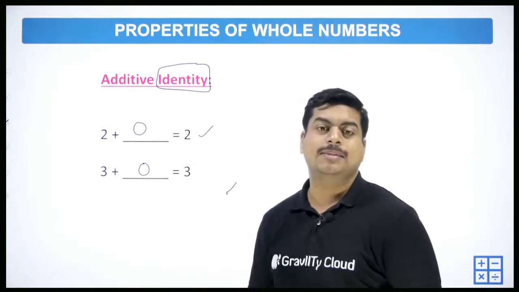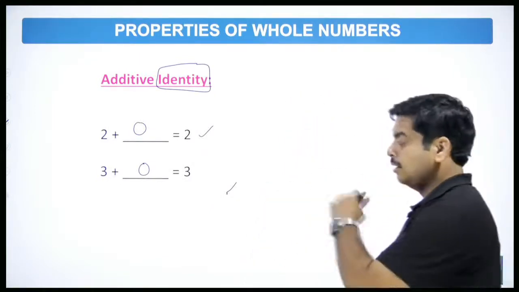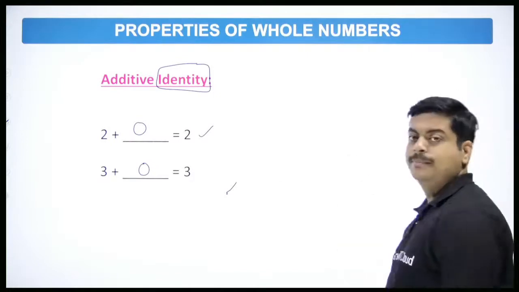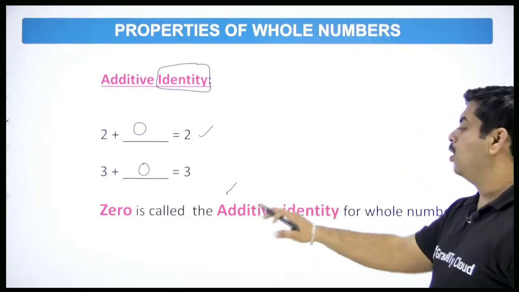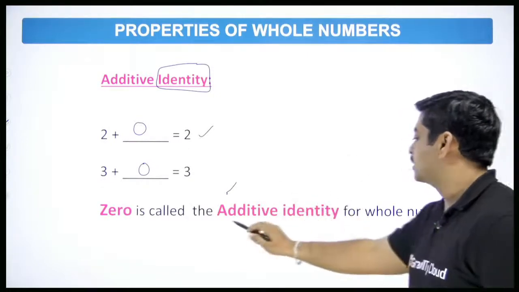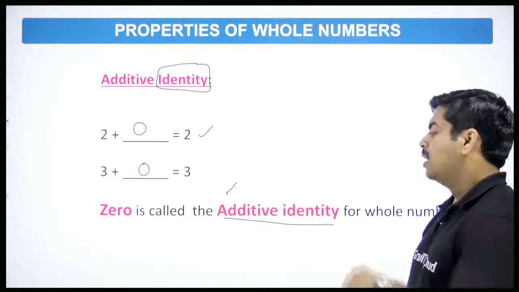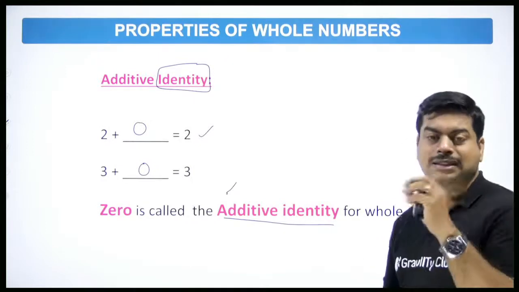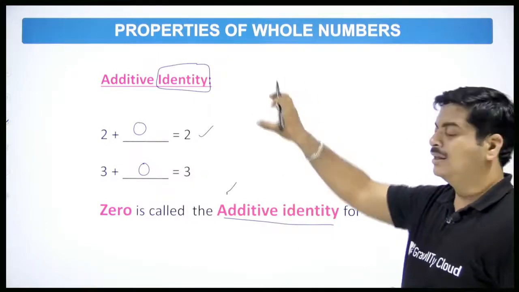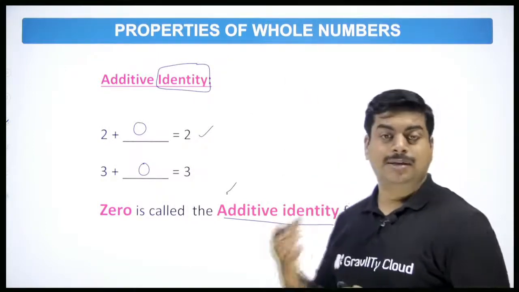2 plus 0 and 3 plus 0 both are equal to, I'm going to say 2 plus 0 is 2, 3 plus 0 is 3. Correct? So 0 is called the additive identity for whole numbers. Not only for whole numbers, for all the other number systems also, 0 is the additive identity. Right? Identity, please try to remember that you need to get the same answer back always.